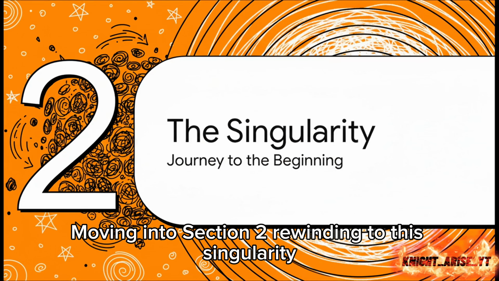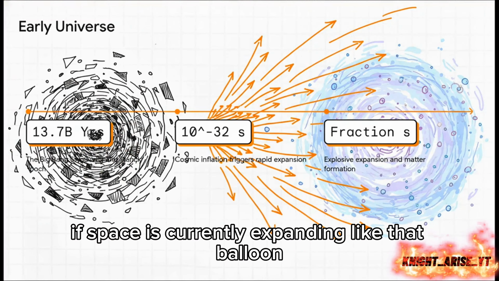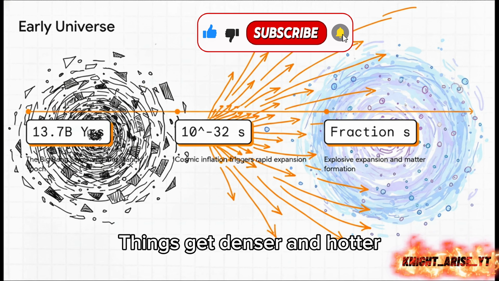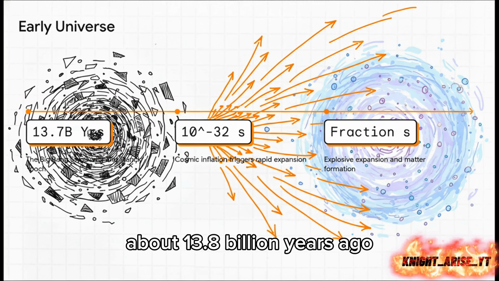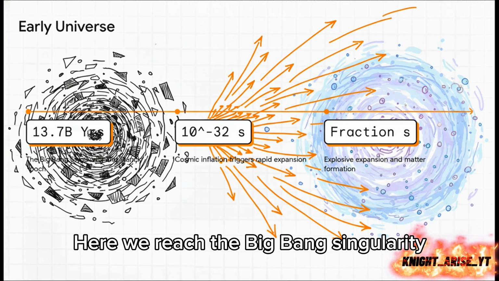Moving into Section 2, rewinding to the singularity, our journey to the very beginning of space-time. If space is currently expanding like that balloon, what happens if we physically run the cosmological clock backwards? Things get denser and hotter until we eventually hit a mathematical wall about 13.8 billion years ago. We call this the Planck epoch. Here we reach the Big Bang singularity.